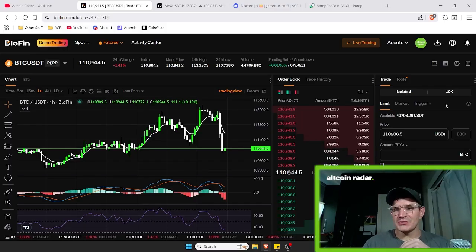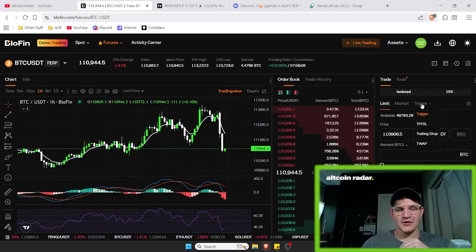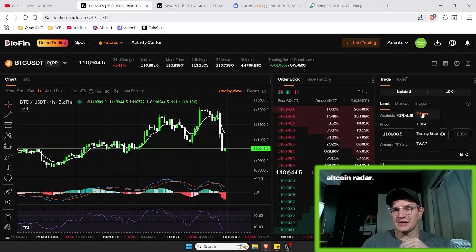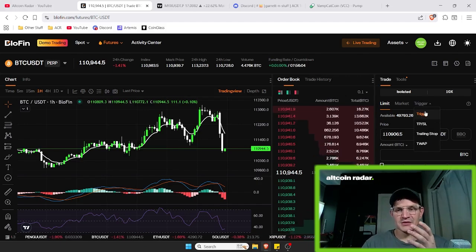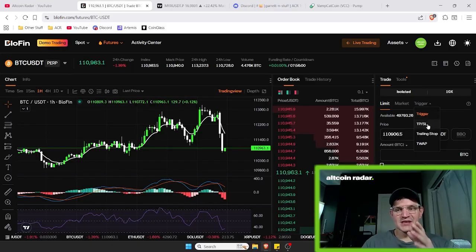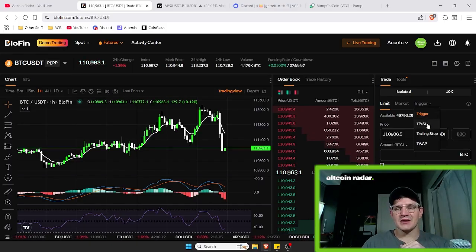So after limit orders, next we are going to be talking about trigger orders. As you guys can clearly see here with trigger orders, we've just got basic trigger limit orders. We've also got, you can set take profits and stop loss orders as a trigger as well.